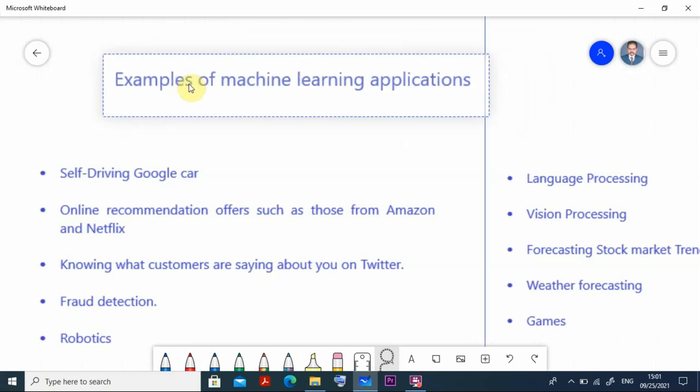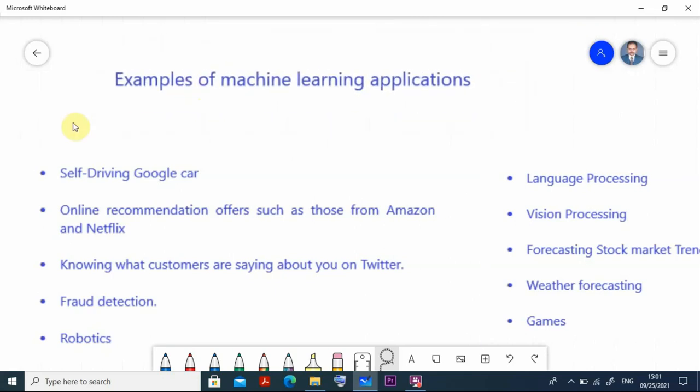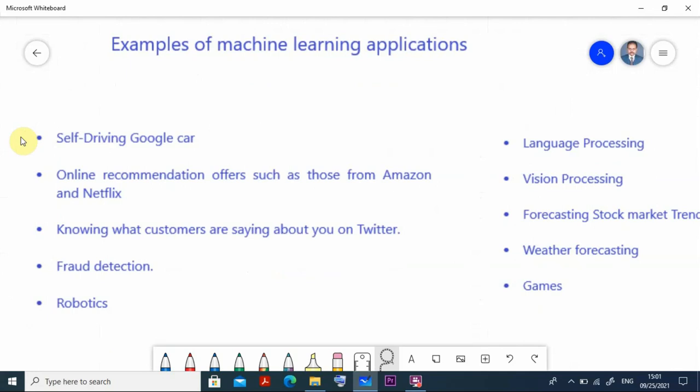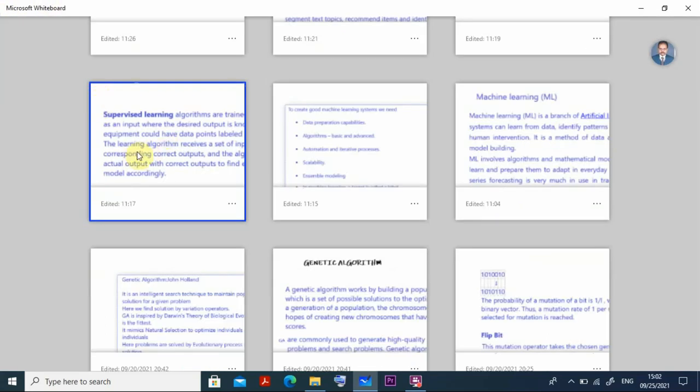Here are some of the applications of machine learning that we use in day-to-day life. We can go for the self-driving Google car. It is already implemented, I think you will know. Then online recommendations, such as for those purchasing from Amazon or Netflix, knowing what customers are saying about you on Twitter, fraud detection, robotics, language processing, vision processing, forecasting stock market trends, weather forecasting, games. Everywhere we are using it. These are some of the important ones, but there are a lot of applications in day-to-day life. Clear?